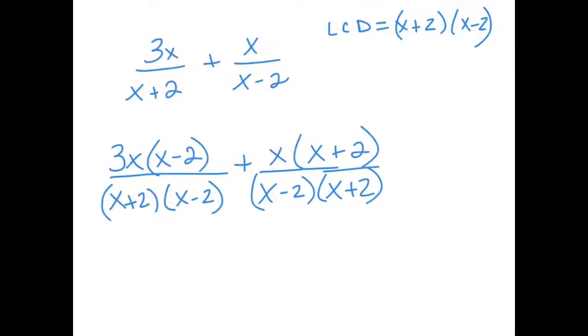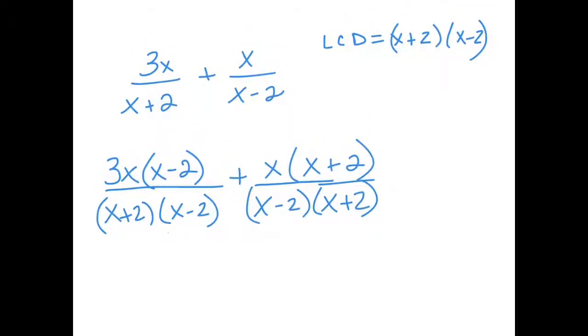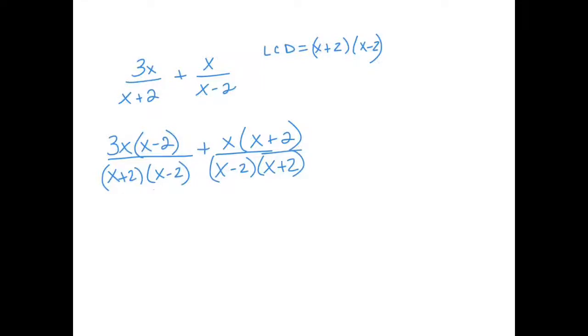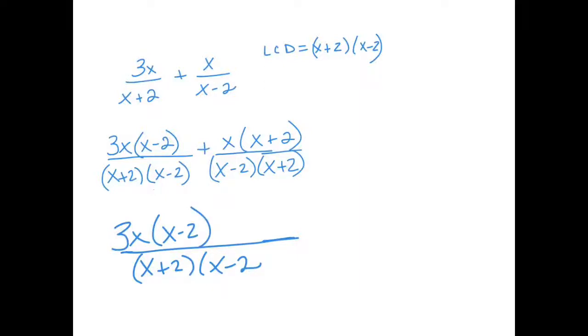Now I'm just going to make it a little bit smaller. Now I can go ahead and add my numerators over top of my lowest common denominator. So I'm going to keep my lowest common denominator as x plus 2, x minus 2, and I'm going to combine my numerators. So that's 3x times x minus 2 plus x times x plus 2.